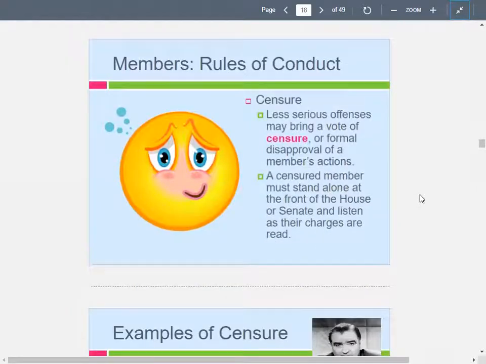We also have censure. Less serious offenses may bring a vote of censure, or a formal disapproval of a member's actions. So that's like a referral. A censured member must stand alone at the front of the House or Senate and listen as their charges are read. So it's more of a public act of embarrassment.